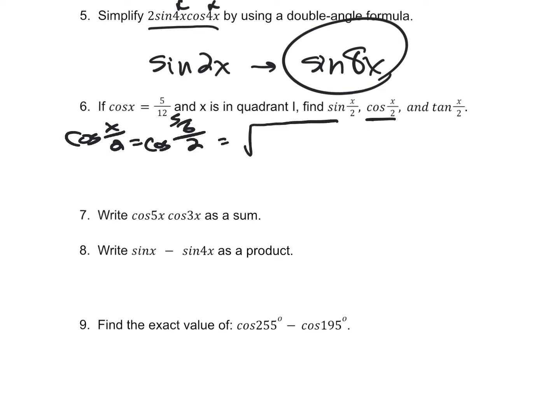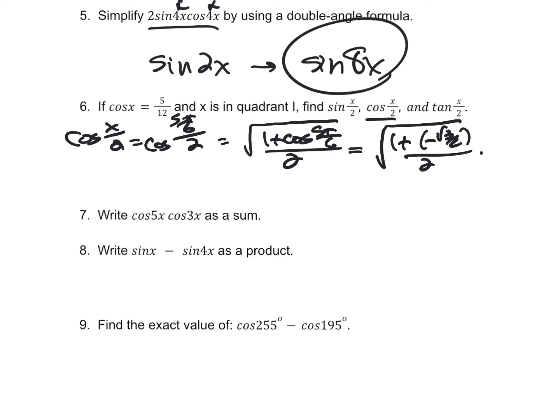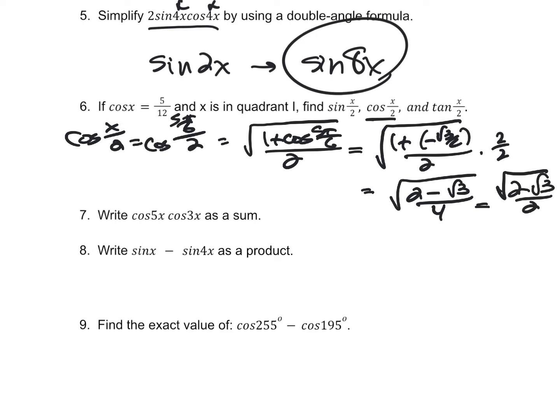So I'm going square root of 1 plus cosine of 5 pi over 6. Forgot the pi right there. All over 2. Did this a couple minutes ago on the first page. So cosine of 5 pi over 6 is negative square root 3 over 2. And all that's over 2. So again, multiply by the 2's. I'm going to get square root of 2 minus the square root of 3 all over 4, which is, by the way, square root of 2 minus the square root of 3 all over 2. That's the cosine x over 2.